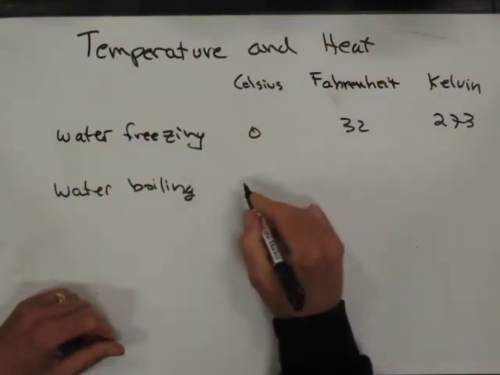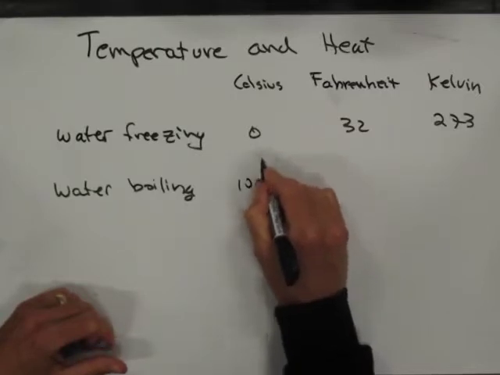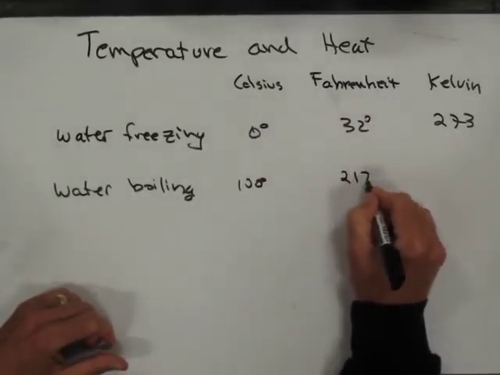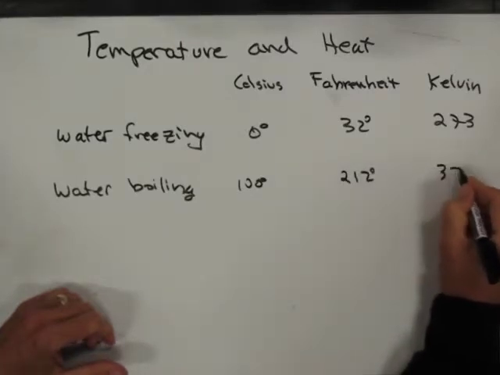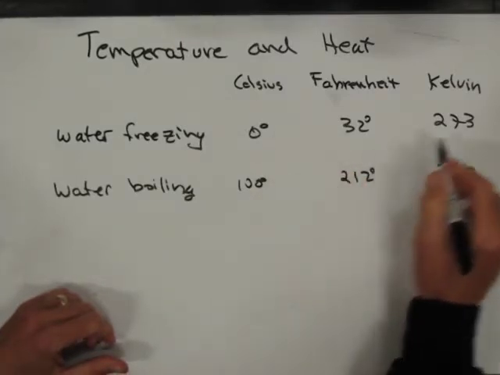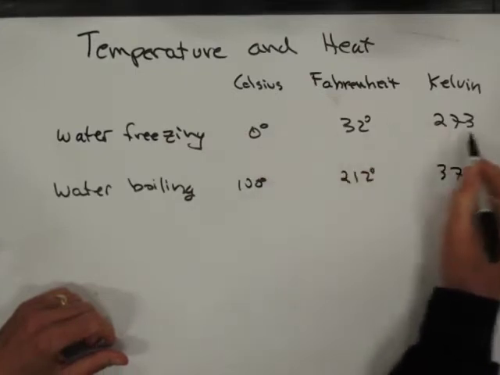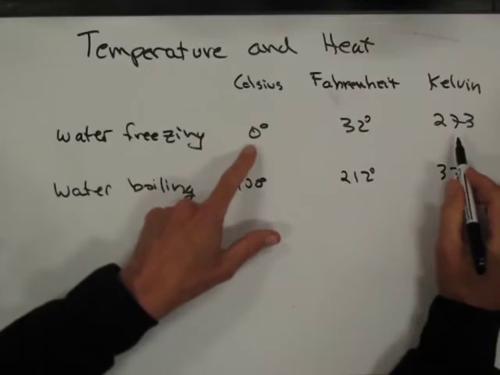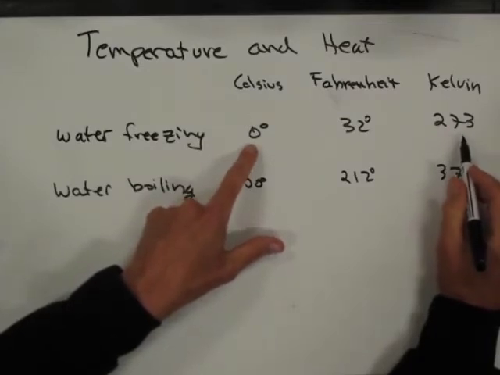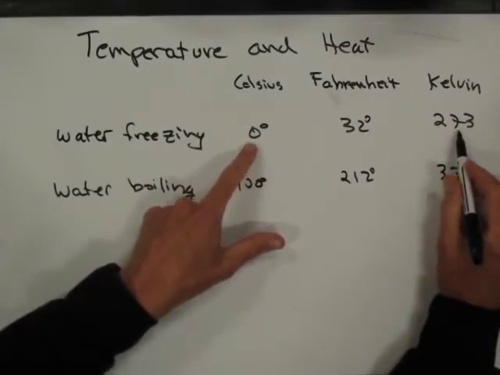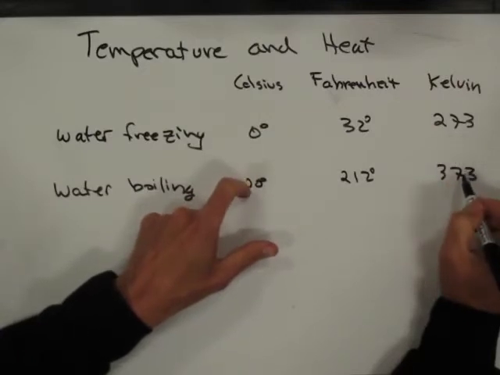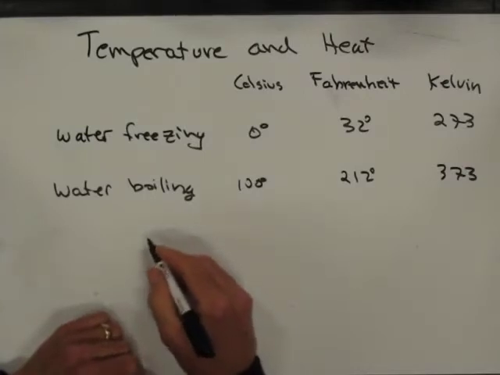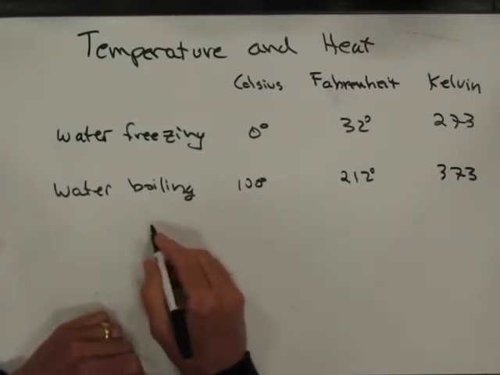And then for boiling, it's 100 degrees, 212 degrees, and this is 373. Notice that the Kelvin scale and the Celsius scale are scaled the same. That is to say, a Kelvin and a Celsius degree are the same. There's 100 between boiling water and freezing water in both cases. And so we can write these things a few ways.